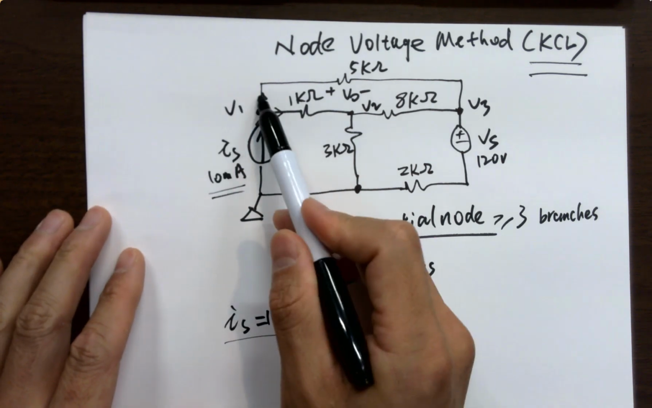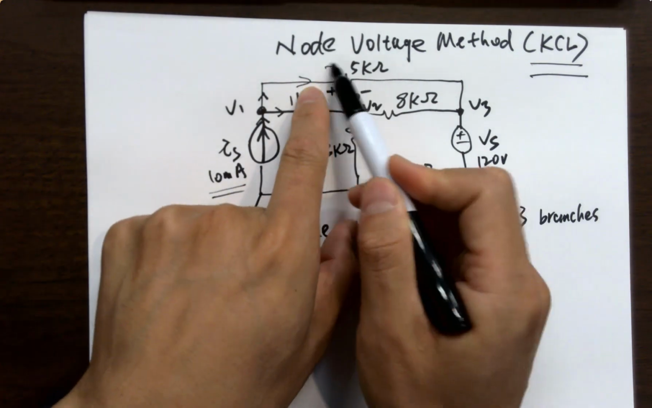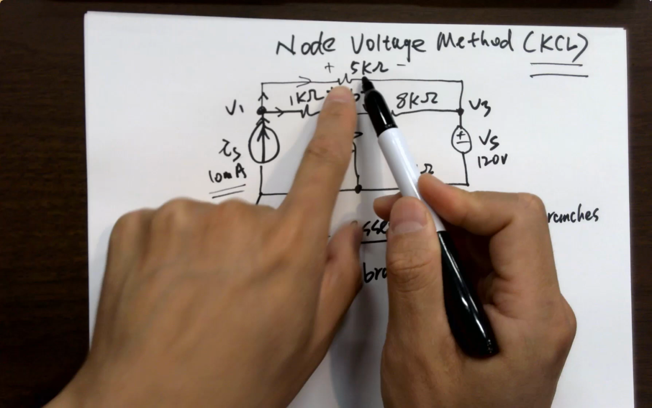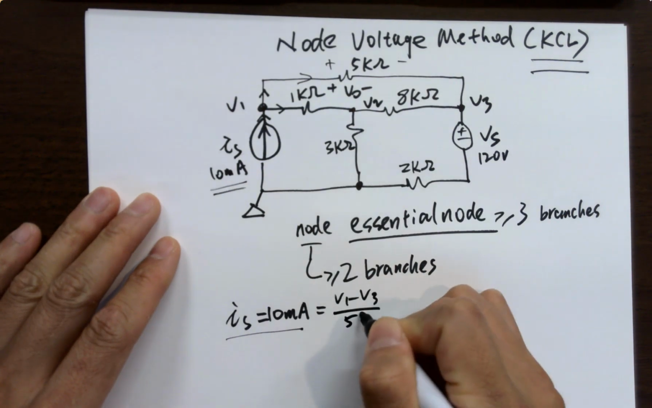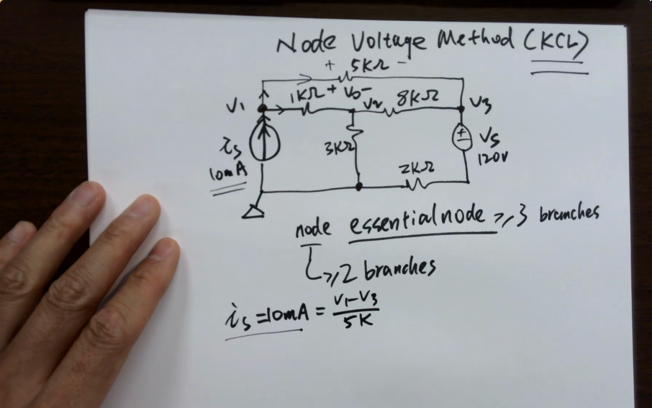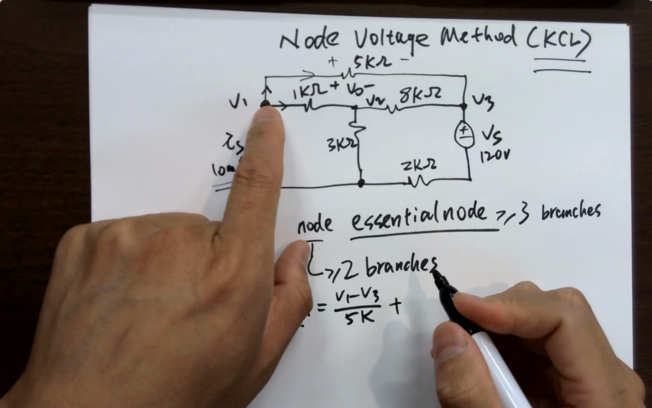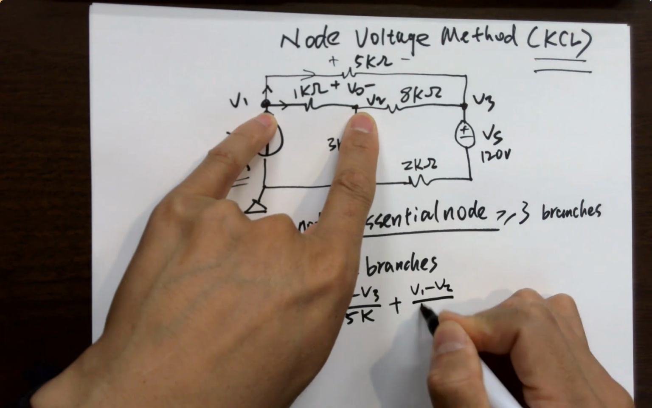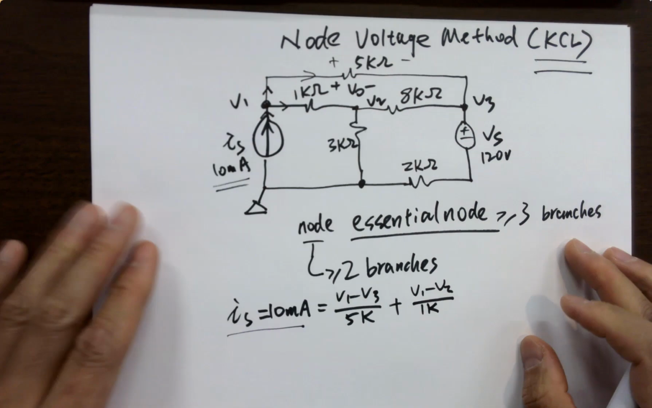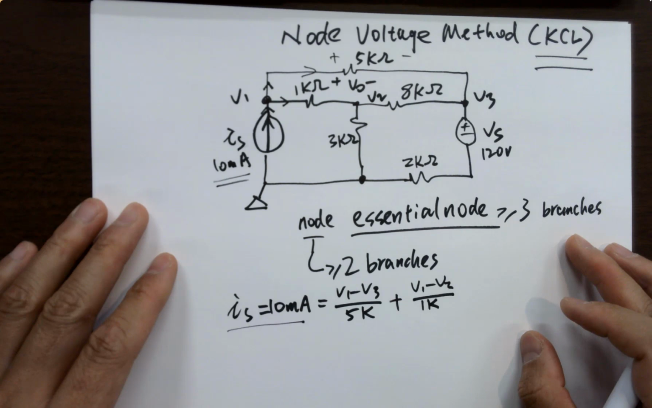To calculate this current, you need the voltage across it divided by this resistor, which is V1 minus V3 over 5K. And now let's look into this one. This is V1 minus V2 over 1K. That's the first equation you can get.